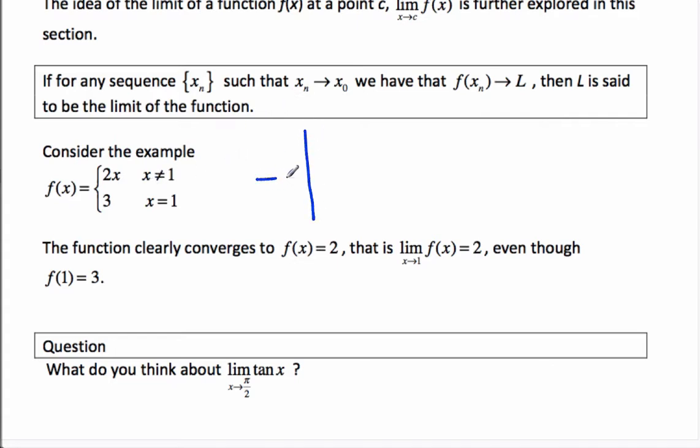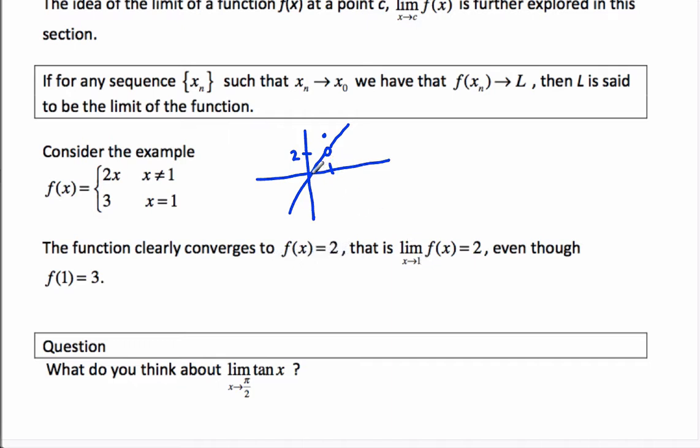It looks like this. We have y equals 2x, for x not equal to 1, so it goes through here. At 1 we would have 2 for the y value, and then it keeps going on like that. So at x equals 1, 3 is actually the y value, so we have a jump discontinuity here. Okay, so it's not a continuous function, but it does converge to 2 as x approaches 1.